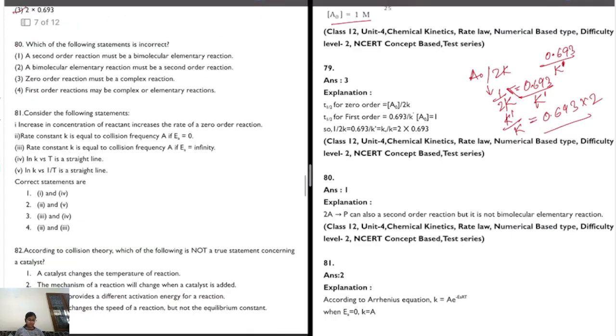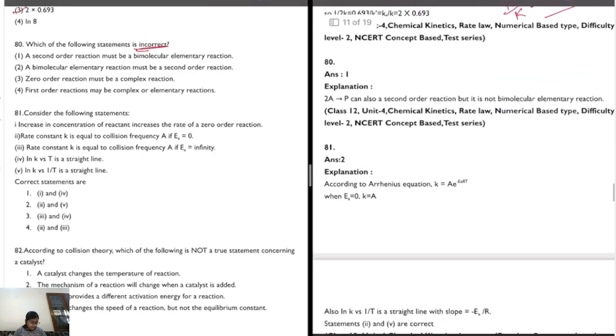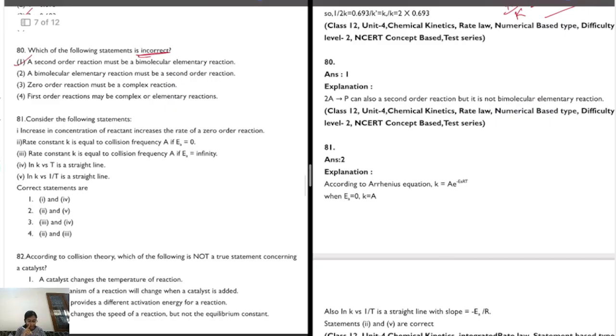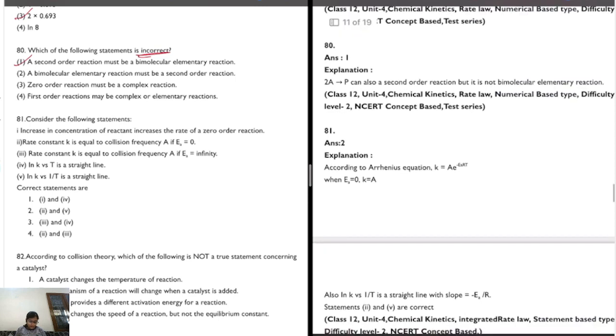In the next question, which of the following statements is incorrect? We have to tell the incorrect statement. A second order reaction must be a bimolecular elementary reaction. See, this statement is completely false, so this is our answer. Why? In a reaction, if A plus B gives product, this can be a second order reaction. 2A to product can also be a second order reaction. Even if it is a complex reaction, it could be this. So this is also second order.